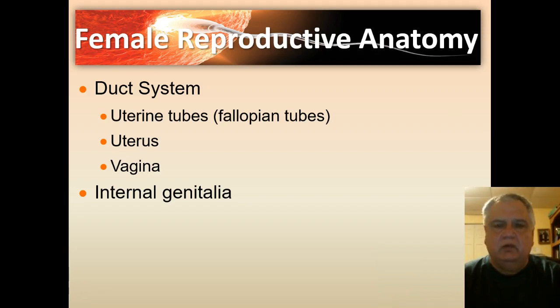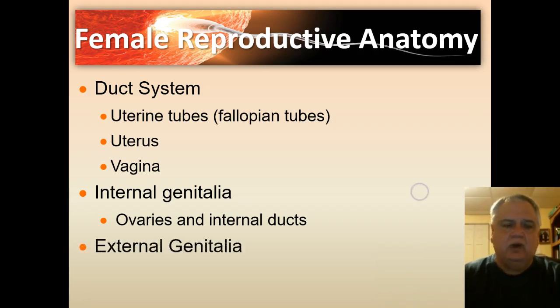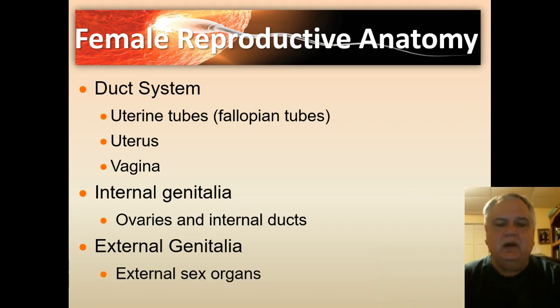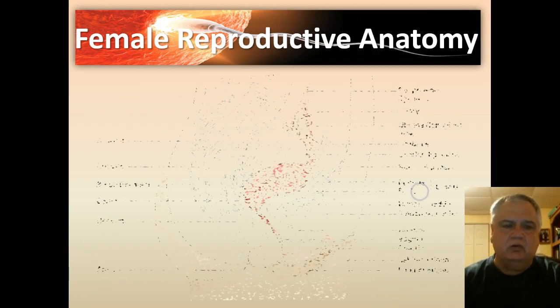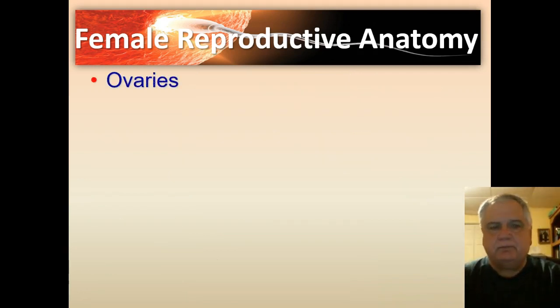Now, the female reproductive anatomy can be looked at from the standpoint of the internal genitalia, which would consist of the ovaries and those internal ducts we just talked about. And then we can also look at the female reproductive anatomy from the standpoint of the external genitalia, which would include the external sex organs. So we'll be taking a look at those as well as we move along. Here's our overview picture showing each of the different components. We'll be breaking this down. This is a good diagram to make sure that you learn for the exam.